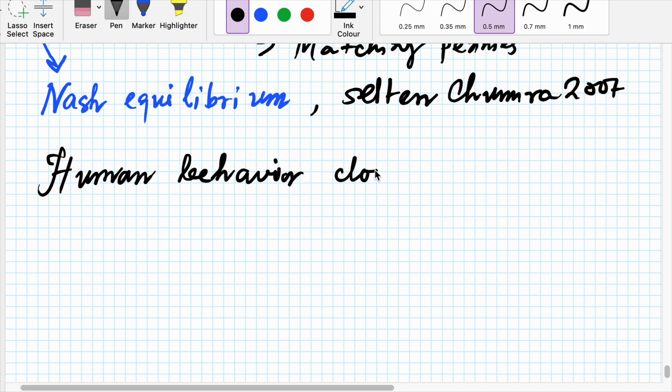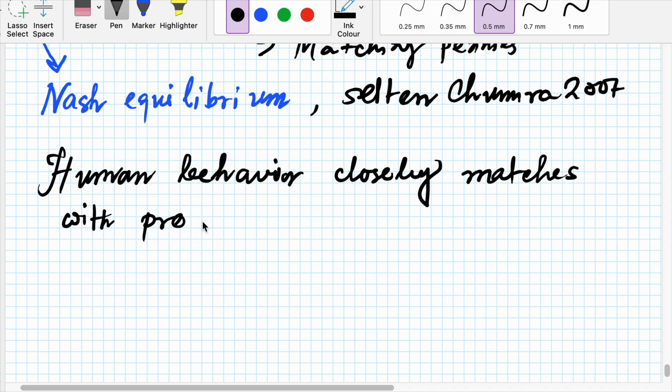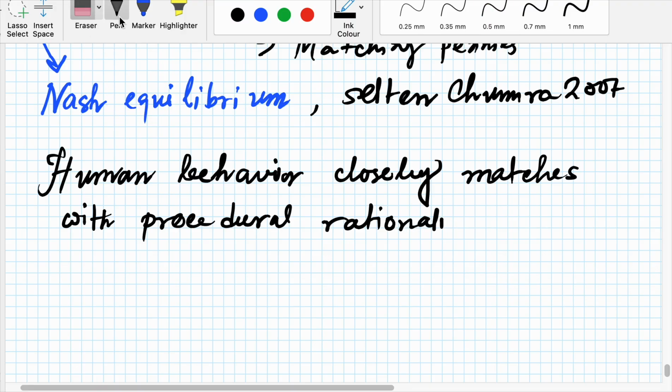behavior closely matches with procedural rationality, procedural rationality rather than VNM rationality. And what is this procedural rationality?